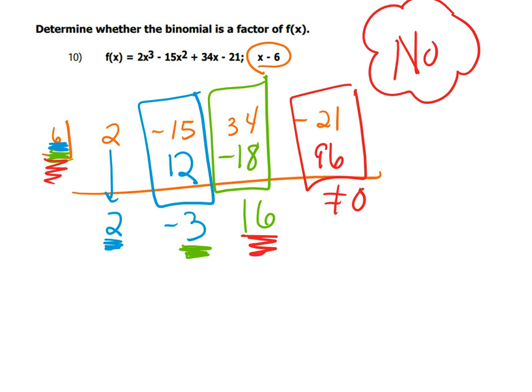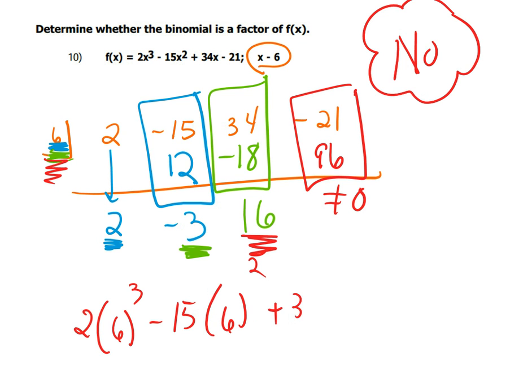No. And you could have plugged and chugged. You could have taken 2 times 6 cubed minus 15 times 6 squared plus 34 times 6 minus 21. And that also does not equal 0. So either way you look at it, the answer is no.